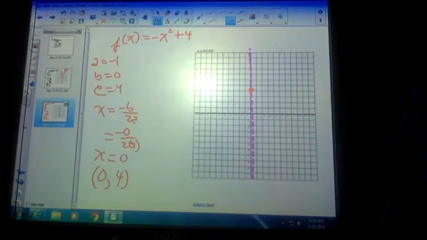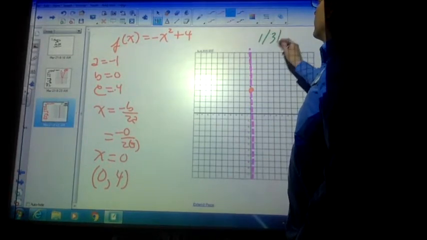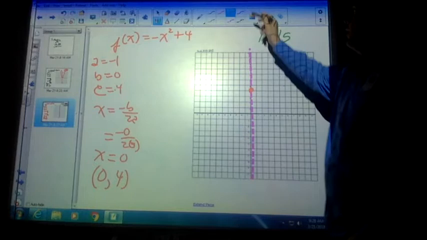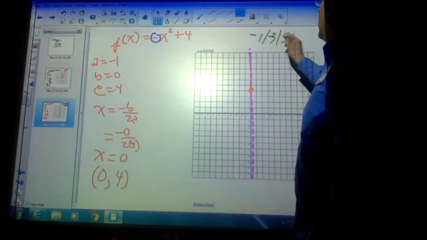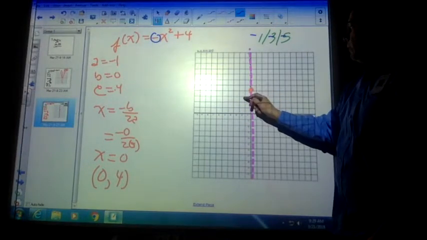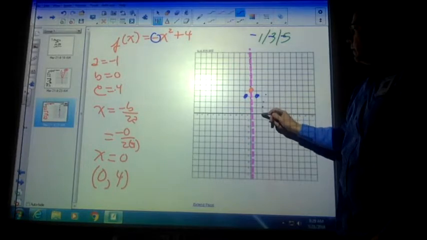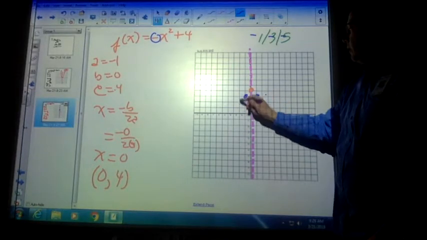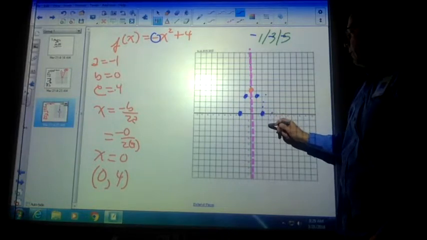Okay. Is this going to grow at 1, 3, 5? Negative though. Because I have this right here, that means negative, negative, negative. So I'm going to go right 1, down 1, left 1, down 1. From that point, I'm going to go right 1, down 3. Hey, look at that. I just found what? Roots. Then right 1, down 5.